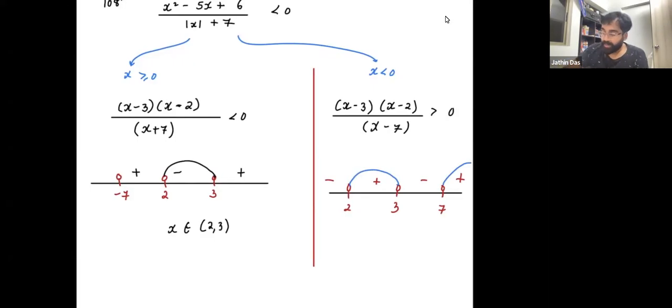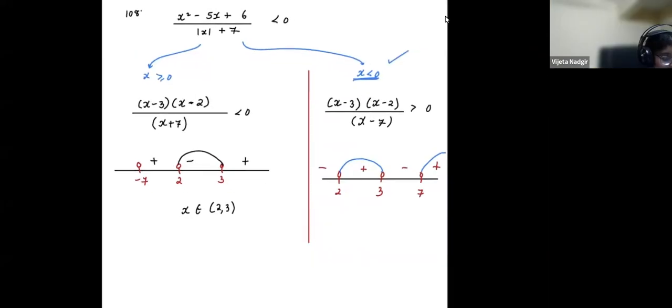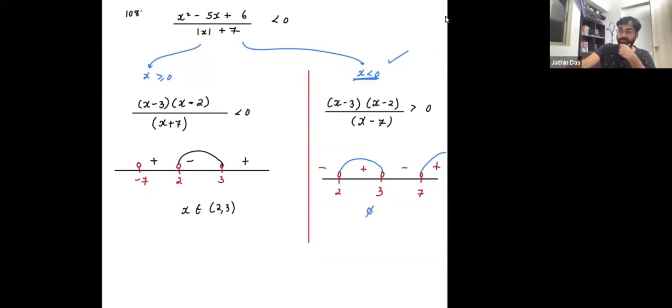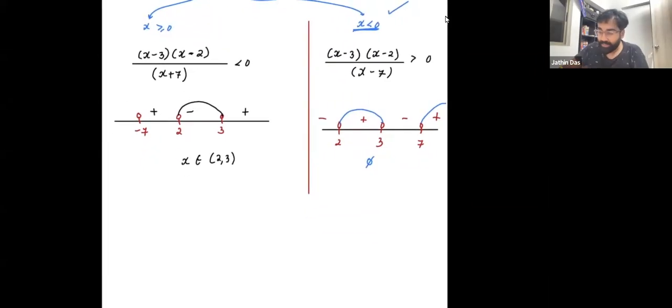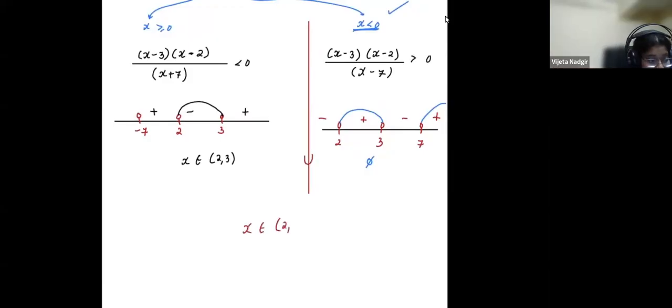Correct? Now, but you gave a promise, x should be less than 0. तो यहाँ पे null set है. कोई कुछ नहीं. Okay. Now, दोनों का union. 2, 3. Is this the answer?